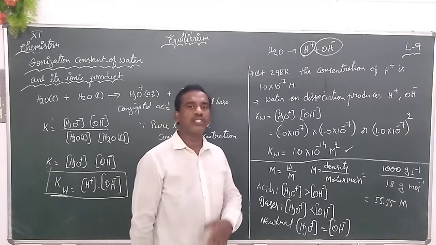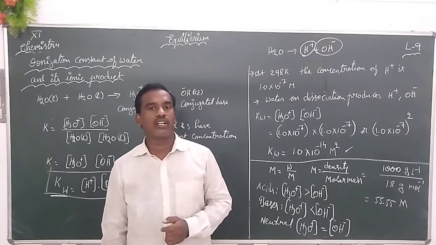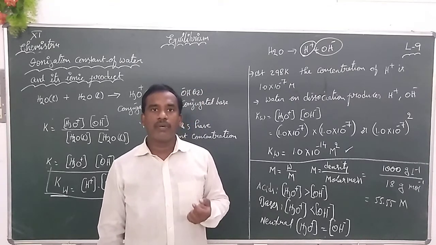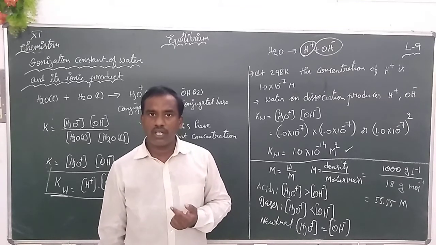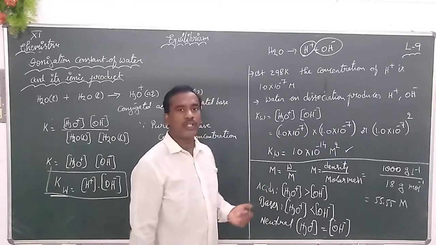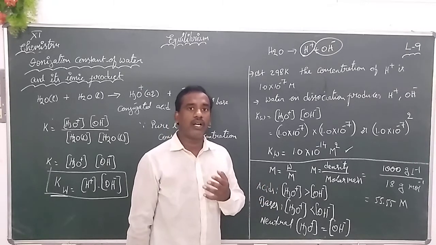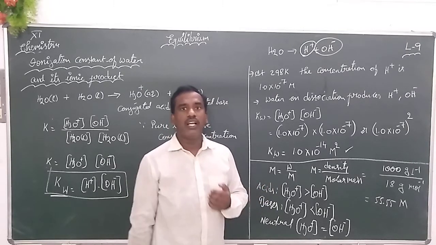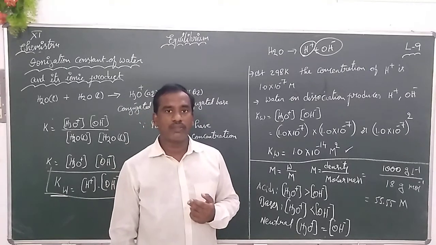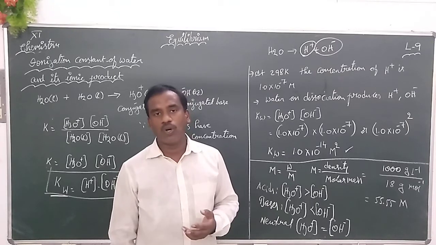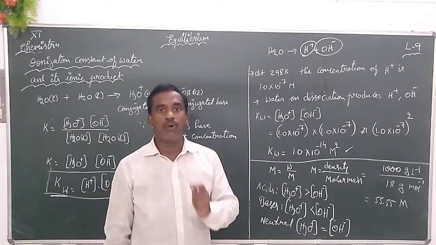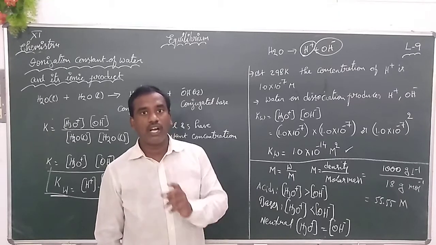Generally, they will ask us to calculate the molarity of water. What is the formula to calculate molarity? Capital M is equal to the given mass by the molar mass, is it not? What is the given mass? At times it is given in the question, at 298 Kelvin, the given mass of water is 1000 grams per mole. But the molar mass of water is 18. Now I want to calculate the molarity of water. What is the molarity of water?